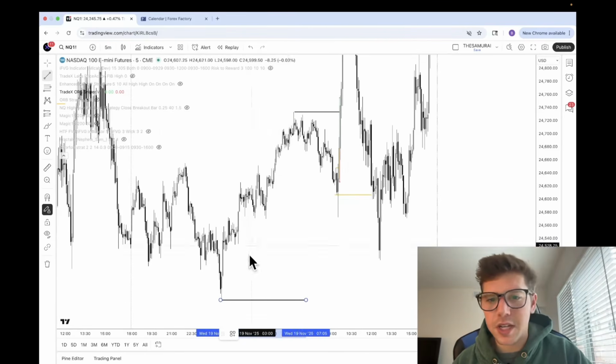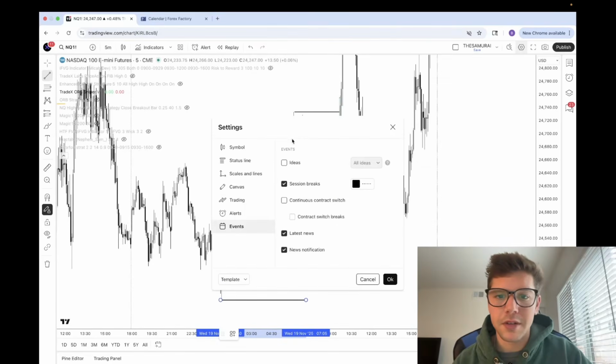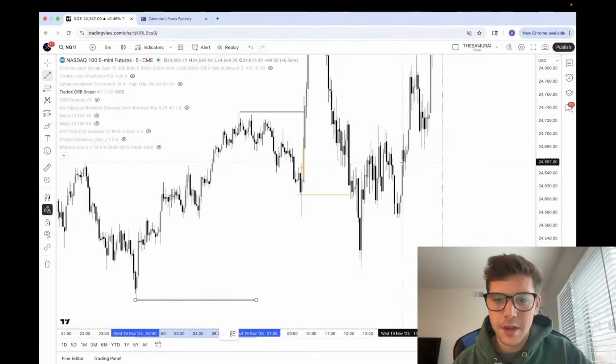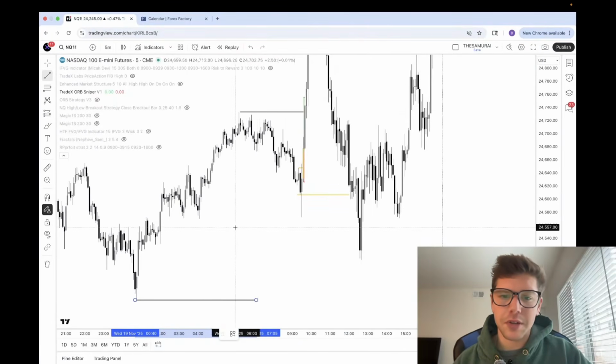Now, if you have trouble understanding where the low and high of the day are right away, what I do is I come here and I go to events after clicking the settings over here, and I click on session breaks. And I make that a nice little dotted line like so to keep it clean on the chart. So here's the high of the day. Here's the low of the day.